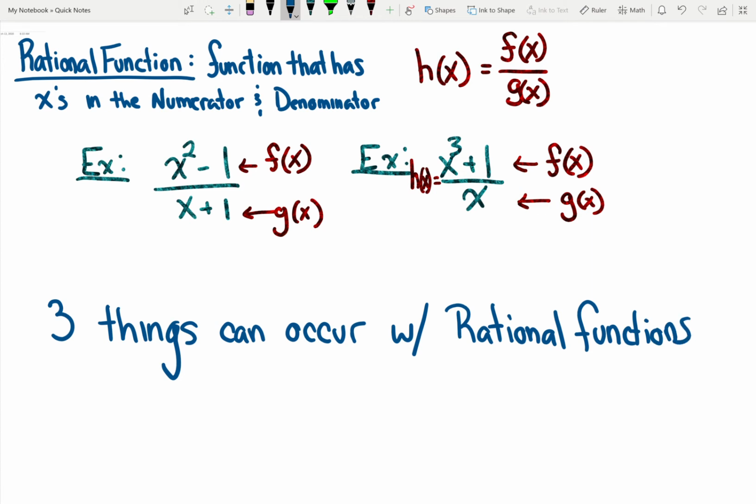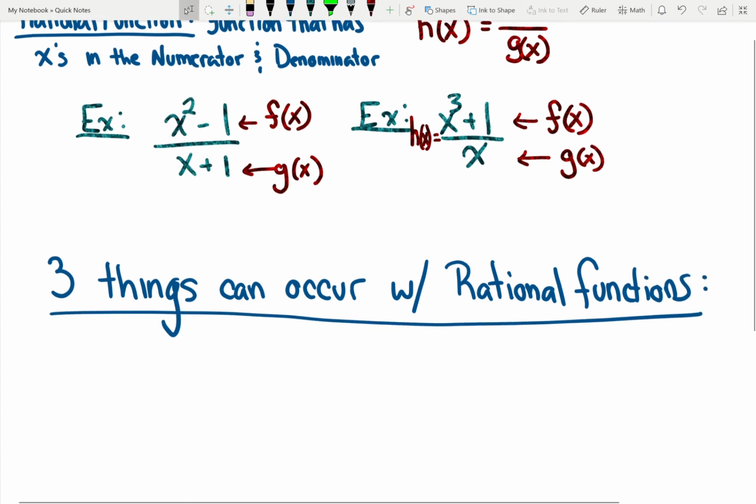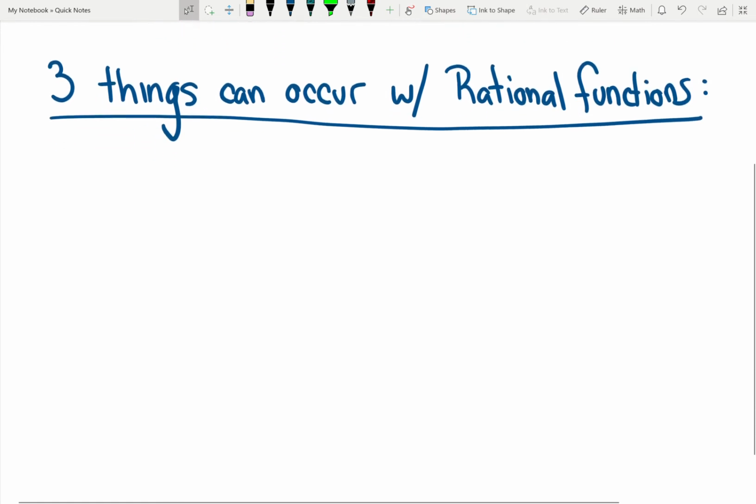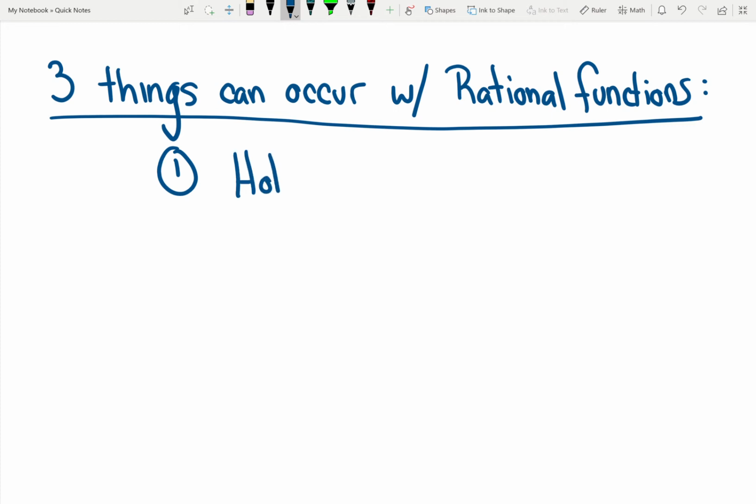All right, so three things can occur with rational functions. The first thing that could happen is that in the graph of our function, holes can pop up, so places where the function is undefined in the graph. I'm just going to give you a quick overview of everything, and then we'll break it apart in later videos.